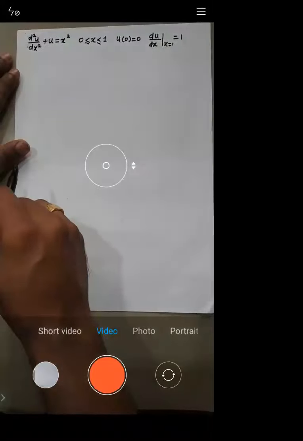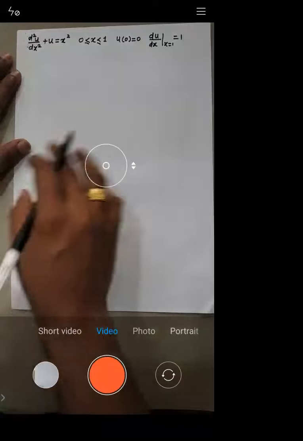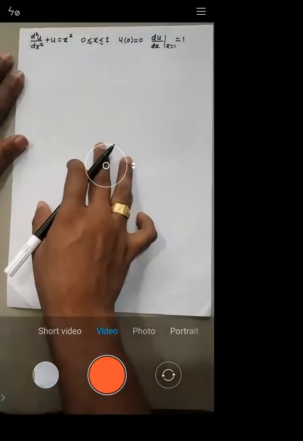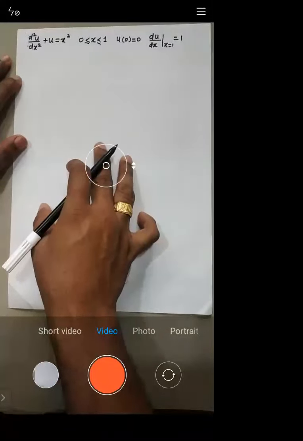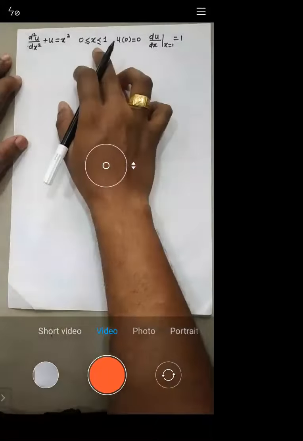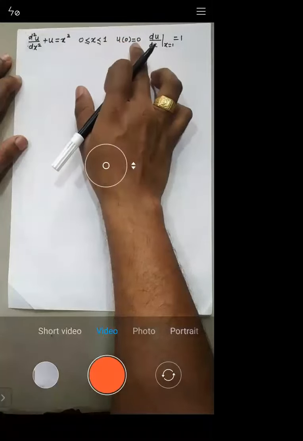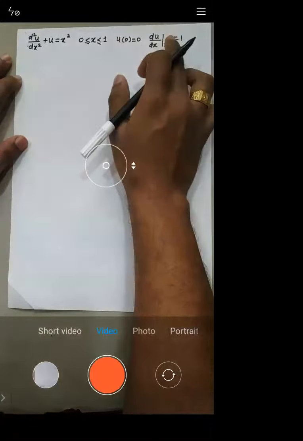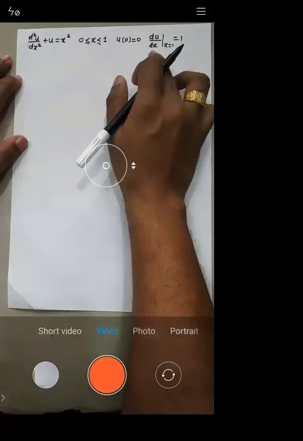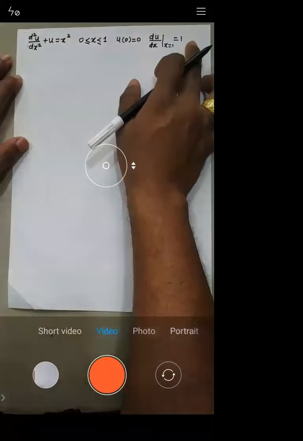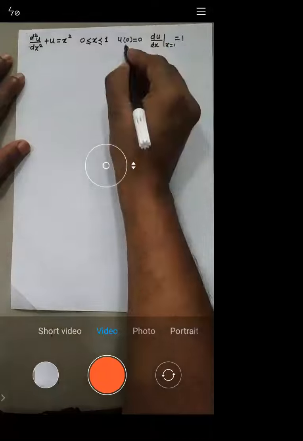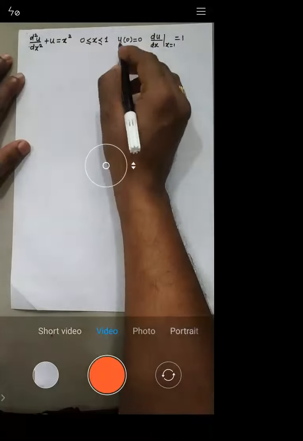Clear? This is the problem given. d square u by dx square plus u is equal to x square for x ranging between 0 to 1. The value of u at x is equal to 0 is 0. The value of du by dx at x is equal to 1 is equal to 1. Now see all of you, this is a boundary condition.